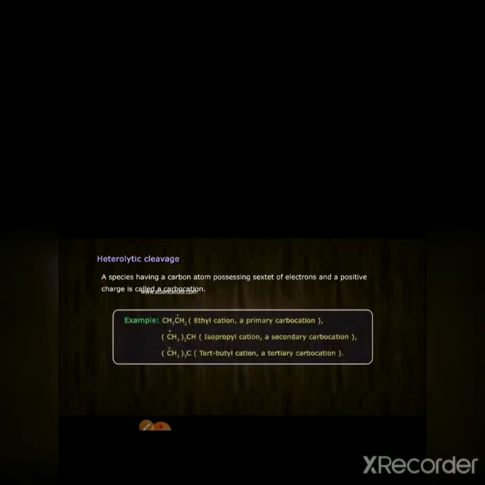A species having a carbon atom possessing a sextet of electrons and a positive charge is called a carbocation. Example, ethyl cation, a primary carbocation, isopropyl cation, a secondary carbocation, tertiary butyl cation, a tertiary carbocation.